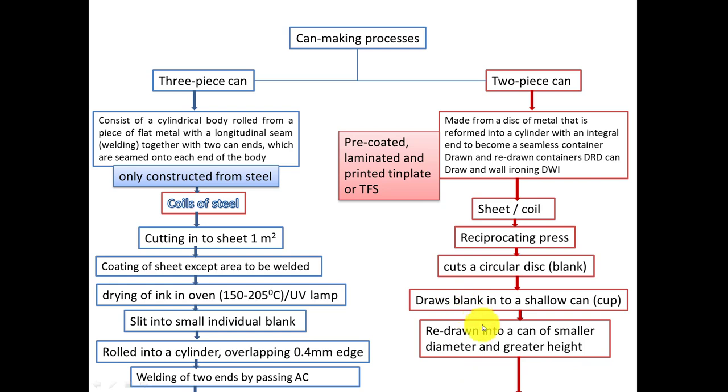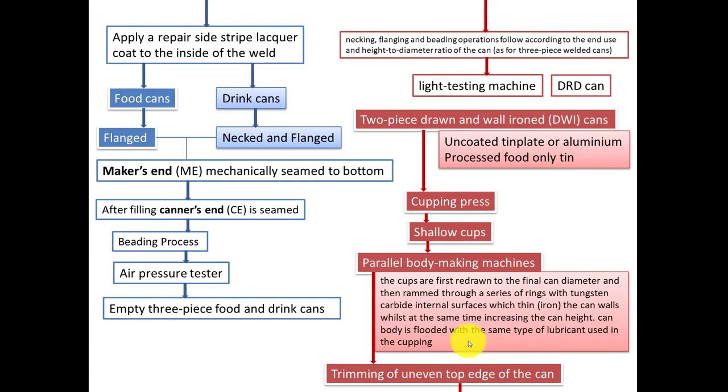Now you can see the diameter of the redrawn can will be smaller than the drawn one. The reason is that slowly you are decreasing the diameter and increasing the height, but the thickness of the material will remain the same throughout the length of the can. So now we have redrawn the cup and increased the height. After this, all the processes of necking, flanging, and beading follow according to the can that we have already explained, with the height to diameter ratio as of the three-piece welded can.